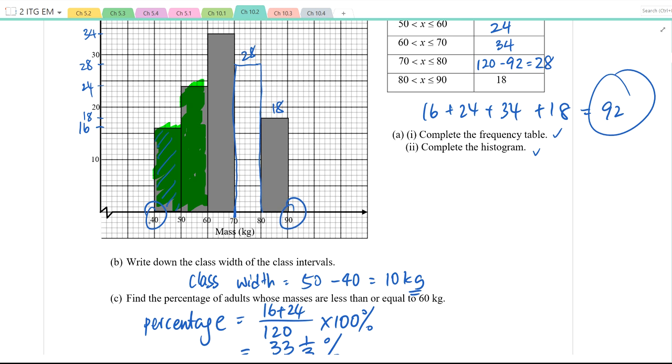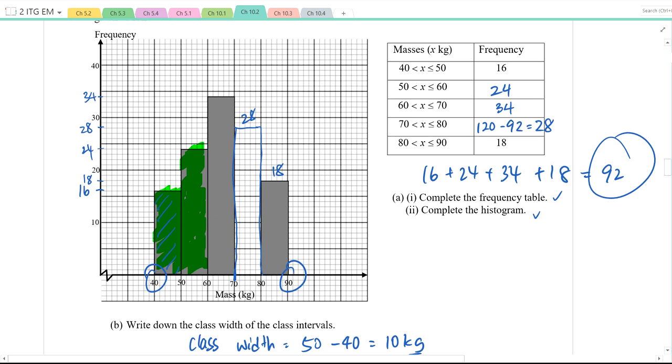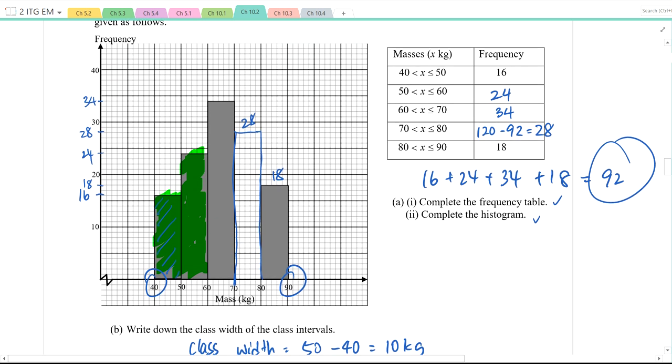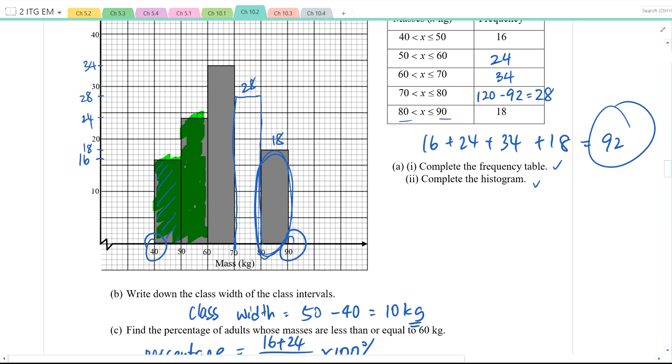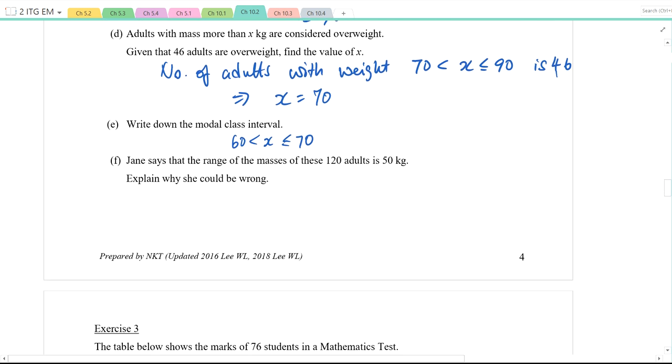Can we guarantee that there is a person whose weight or whose mass is 90 kilograms? Can we guarantee that the smallest mass is 40? We can't. This grouping forces anybody's weight that is between 80 to 90 to fall within this bar, the last bar over here. For all we know, the greatest mass could be 81, it could be 82, it could be 89, it could be 90, we don't know, because they're all lumped together. So it is not correct to be so sure that the range is 50. So she could be wrong.